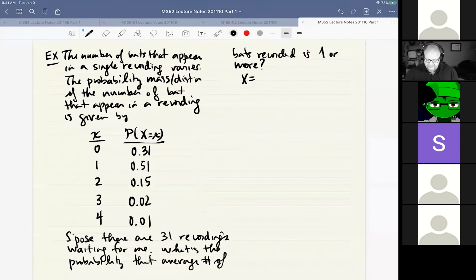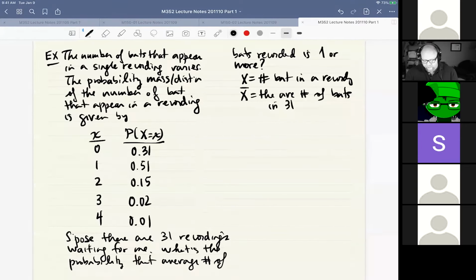So if X is the number of bats in a recording, I can define X bar, the sample mean, as the average number of bats in 31 recordings. So how do I figure out the probability that the average number of bats that I've recorded is bigger than or equal to 1?